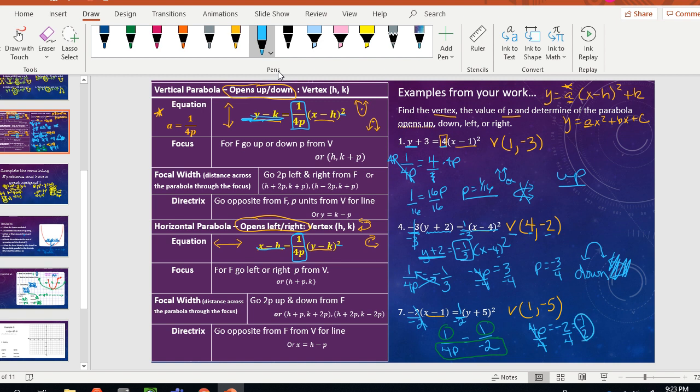It's a negative. That means it's going to open down or it's going to open back like this. One of the two. That's the two negatives. This starts with an x that matches right here. So that means it opens left or right. So it's not going to open down. It's going to open left. All right. With that said, I'm going to go ahead and do a graph for you.